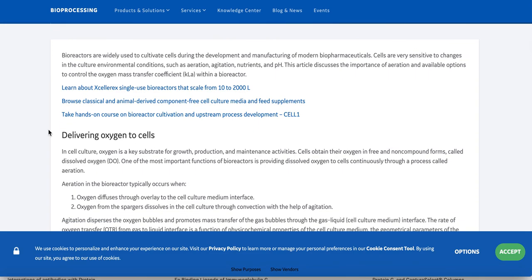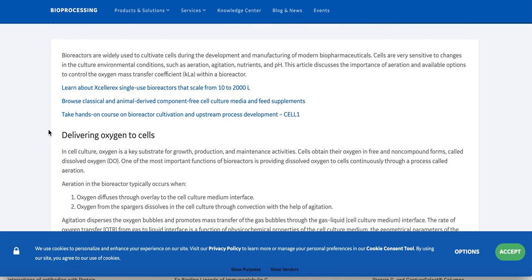Bioreactors are widely used to cultivate cells during the development and manufacturing of modern biopharmaceuticals. Cells are very sensitive to changes in the culture environmental conditions such as aeration, agitation, nutrients, and pH. This article discusses the importance of aeration and available options to control the oxygen mass transfer coefficient within a bioreactor.